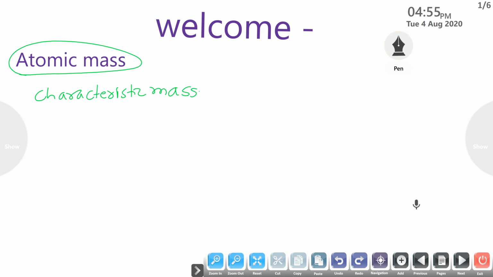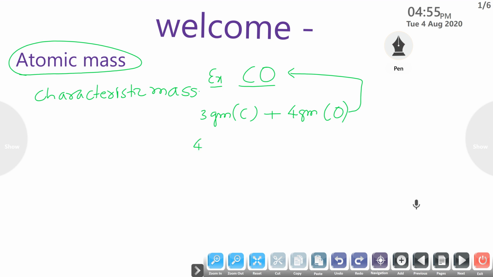So, we will take an example of carbon monoxide. In carbon monoxide, 3 grams of carbon combines with 4 grams of oxygen to form carbon monoxide. In other words, carbon combines with 4/3 times its mass of oxygen.